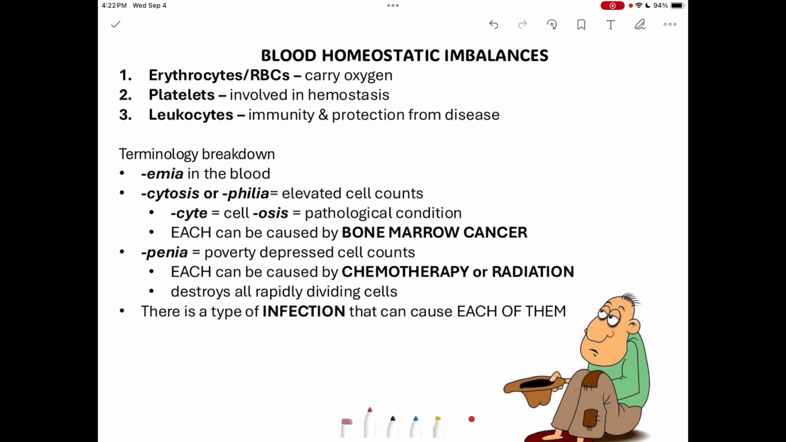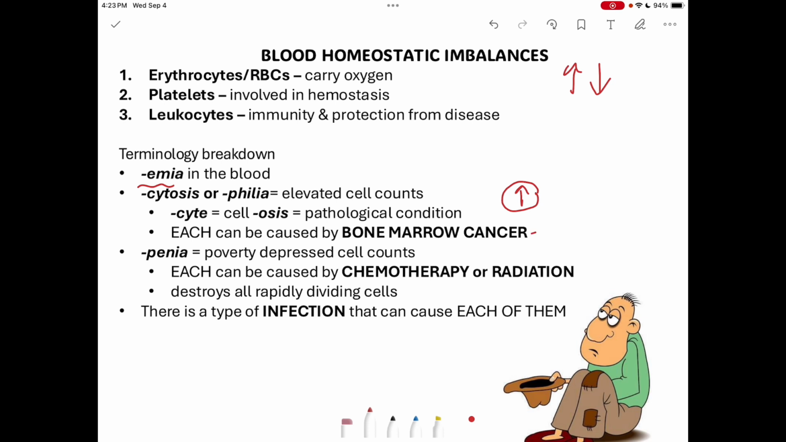There's some terms that go with imbalances. And so when we're talking about imbalances, either these formed elements are going to be too high or they're going to be too low. There's some root words or etymology of these terms that stays the same always. Whenever you see emia at the end of anything, it always means in the blood. When things are too high, they kind of use one or two, depending upon which one sounds better, in all honesty. They'll use cytosis, like leukocytosis, or philia, which means to love, like neutrophilia. Both of those, if you see those at the end of any word, it means that levels of whatever's before it are too high.